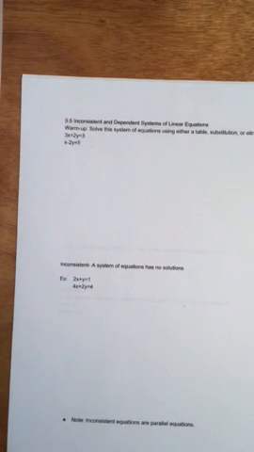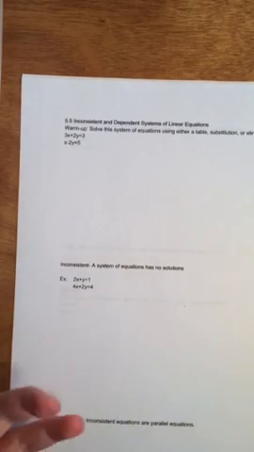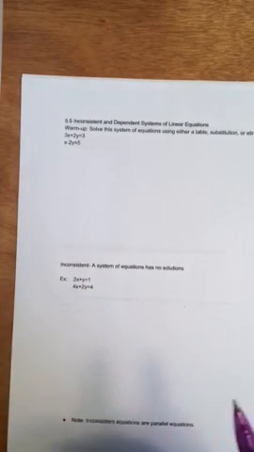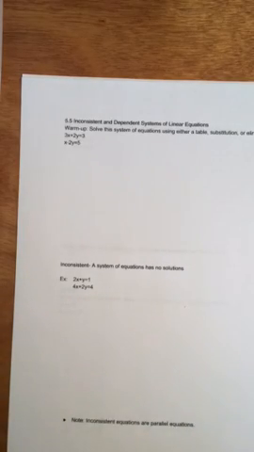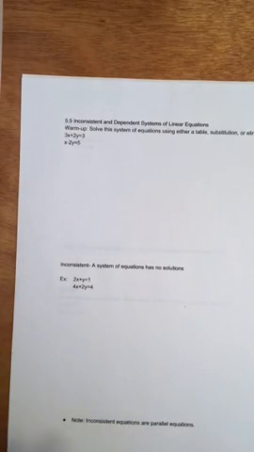Today we're going to be talking about inconsistent and dependent systems of linear equations. Now, that may sound really crazy, but it's actually just adding on a step to what we've been learning. So you're still going to be solving a system of equations using substitution or elimination, or if you really like to do a table, you can do it that way still. But instead of one solution, you can get either no solutions or infinitely many solutions.